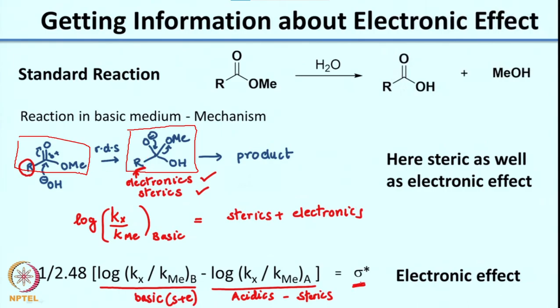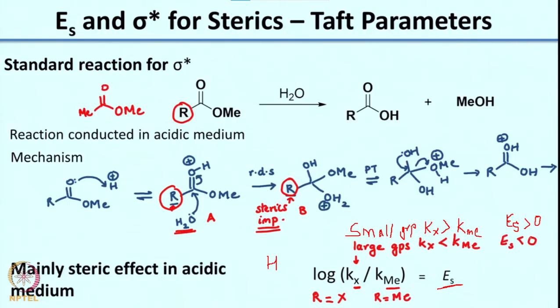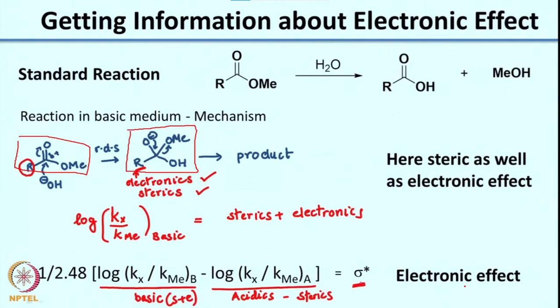Along with the electronic effect, the steric effect is also present, because this R group will also alter the reaction to give the product. So if the R group is bulky, again it will give the same effect as in the reaction in acidic medium. Because both effects are present, log kx by kMe in basic medium will become equal to steric plus electronic effects, right? In the previous case we had only the steric effect Es, right? Here we have both effects.